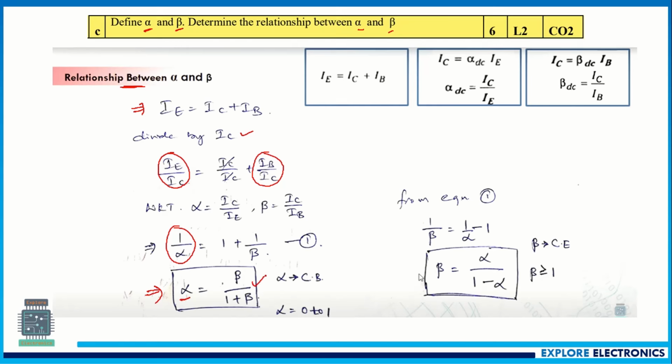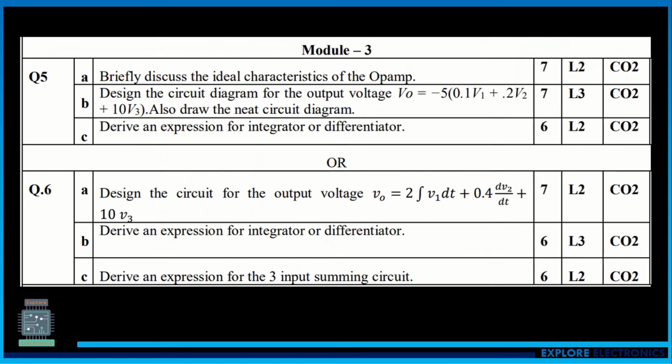Alpha in terms of beta. Here if we take this expression and rearrange for beta, this is the expression for beta in terms of alpha. So this is the very important question again. This is for 6 marks. So you need to write this expression, what is alpha and what is beta. You need to explain in words also.